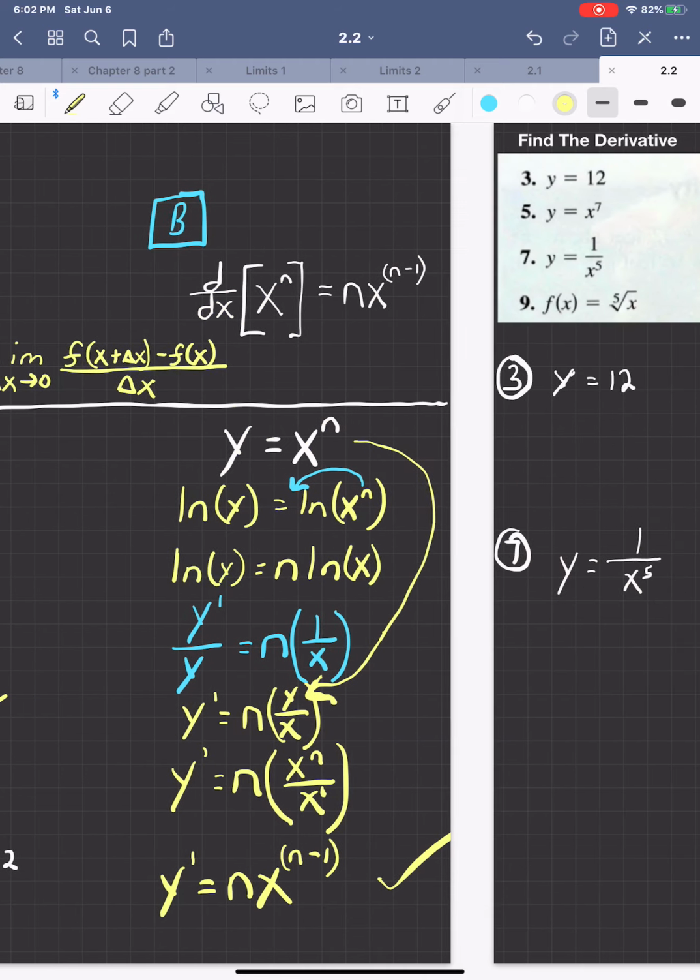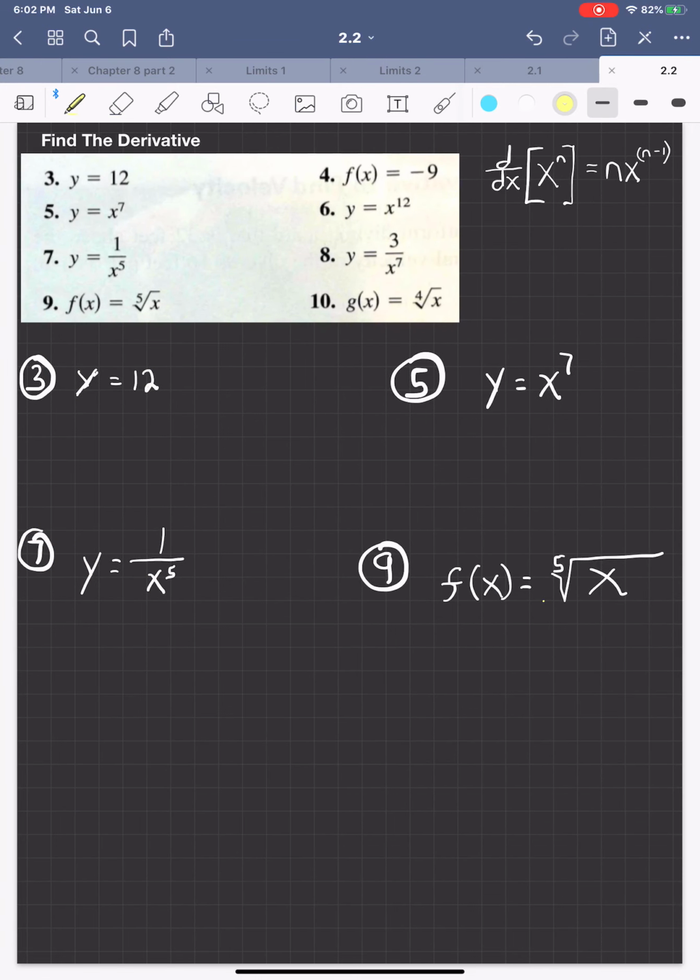Now for the next few problems, we're just going to practice these two rules. More importantly, if you are starting to get sleepy already, please wake up when we do problems number 7 and 9, because I just want to make sure you get this rewriting portion of a problem.